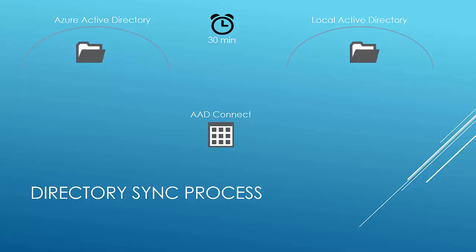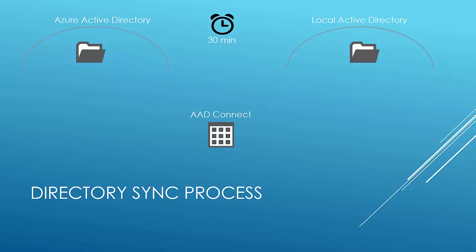And what that timer is, it means it's 30 minutes. So every 30 minutes, this thing is going to fire off by default. Okay, and then you've got your local Active Directory over here, right? And you've got your Azure Active Directory over here. And this is your AAD Connect server, and this is the thing that's actually going to be going through and doing that comparison like we discussed.